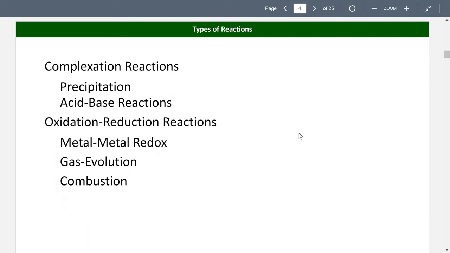And so these ones get a little bit hazy with what type of reaction is what, but you're always safe. If you can recognize something as having a charge changing, then you can just call it a redox reaction, and I can't really decide between a metal-metal redox or a gas evolution redox. The exception here is that combustion is a very specific type of reaction. And combustion is actually probably the easiest of any of these to recognize.